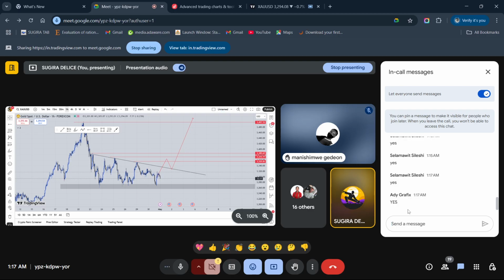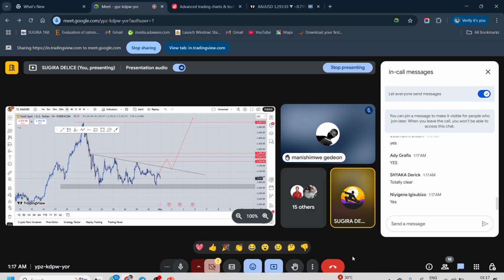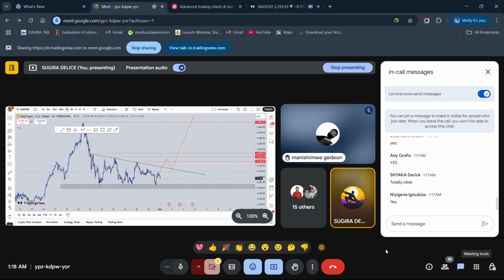All right, totally clear. For those who already trade it, do we agree on this one? 100% sure. Okay, all right. Anyone else who has something to say or something to ask about it?